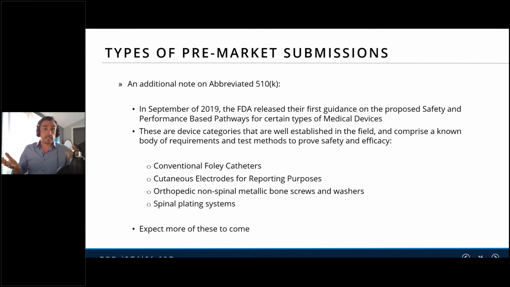So September 2019, FDA released their first guidance on the proposed safety and performance-based pathways for certain types of medical devices, right? So now here's the FDA actually creating those guidances for you to use in the abbreviated space. So the first batch came out: conventional Foley catheters, cutaneous electrodes for reporting purposes, so your surface-based electrodes for diagnostics, orthopedic non-spinal metallic bone screws and washers, already brought those up, and then spinal plating systems, right? So not the cages, but the plates, and then the screw systems that are used to affix. Expect more of these to come.